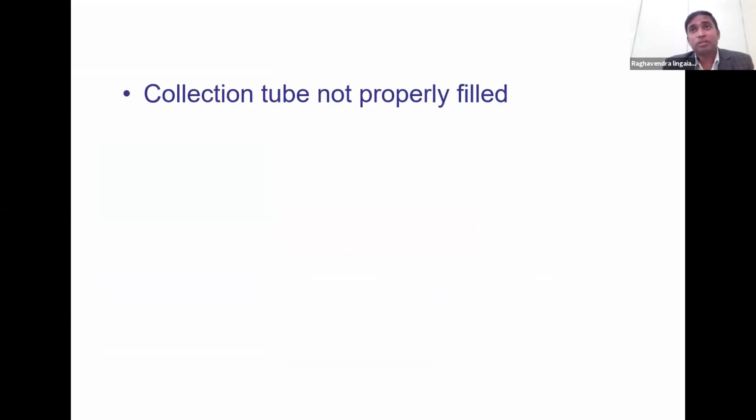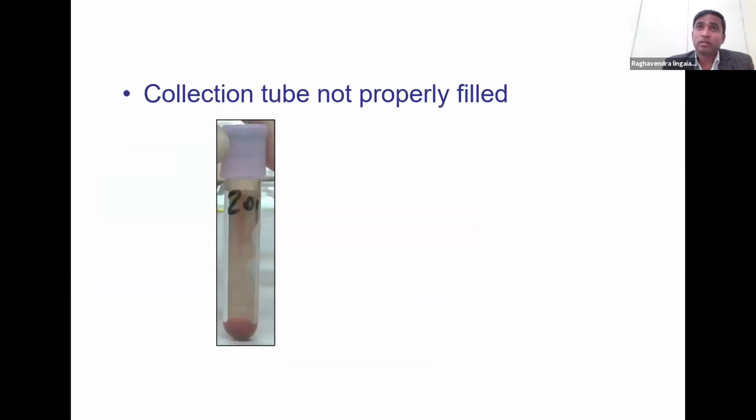So what happens if the blood is not filled properly? If you see here in this particular EDTA vacutainer, the blood is filled only about 0.5 ml. This vacutainer has EDTA as a chelator, made with an appropriate ratio. So if the blood is less, the EDTA chelator salt will be in excess and can lead to aggregation of platelets, resulting in pseudothrombocytopenia.